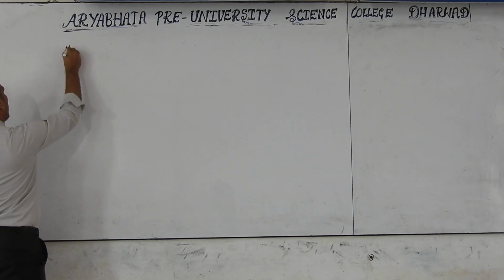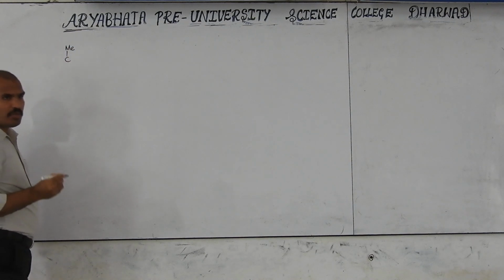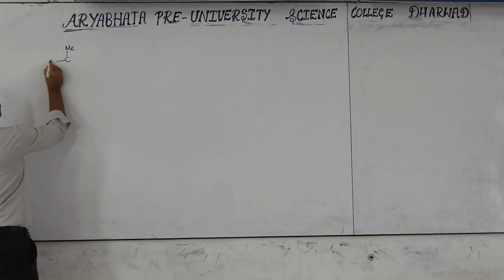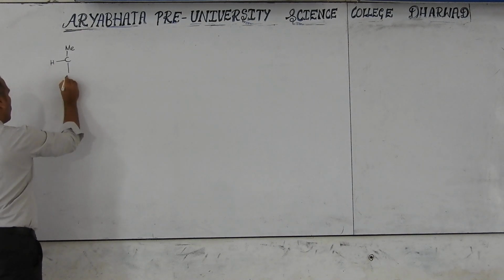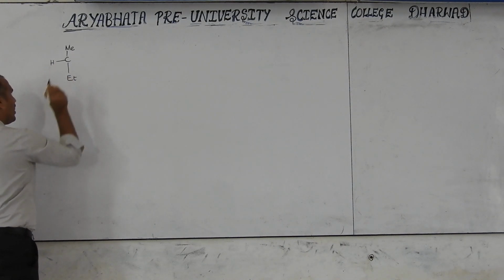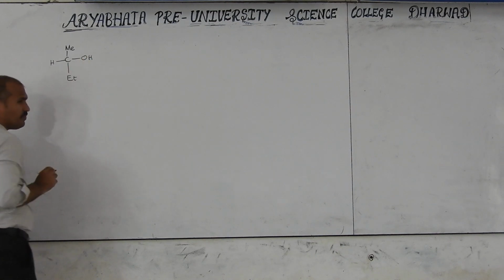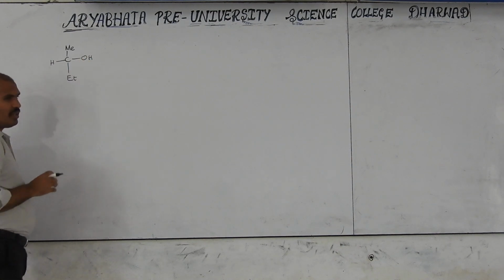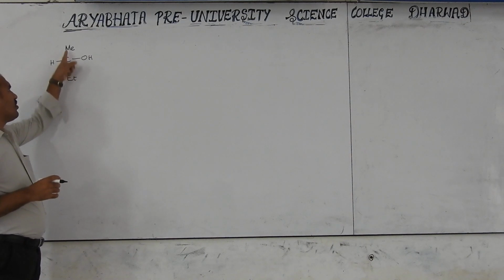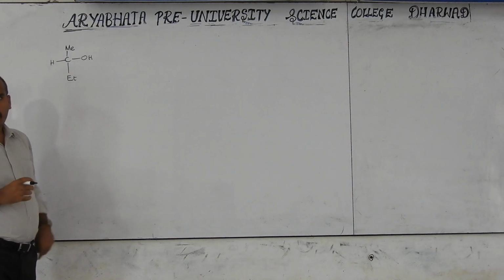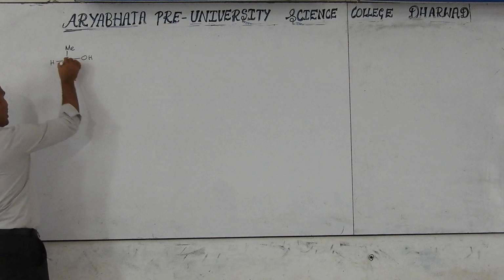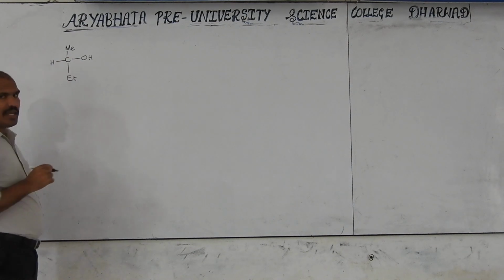Here we have Me, nothing but a methyl group, CH3. This is hydrogen. This is Et, the ethyl group. This is the alcohol, which means OH. This carbon is bonded to two other carbons. It is a secondary alcohol. Now, is this carbon a chiral carbon or an achiral carbon?